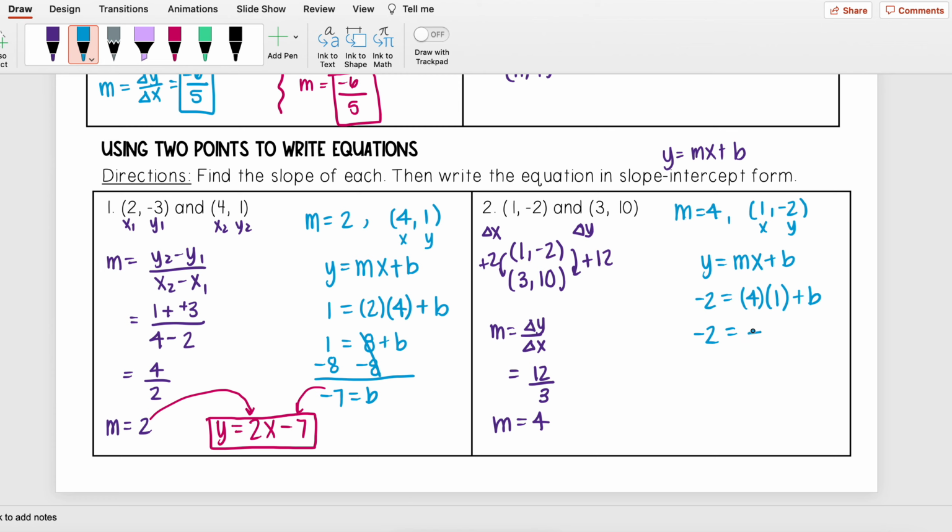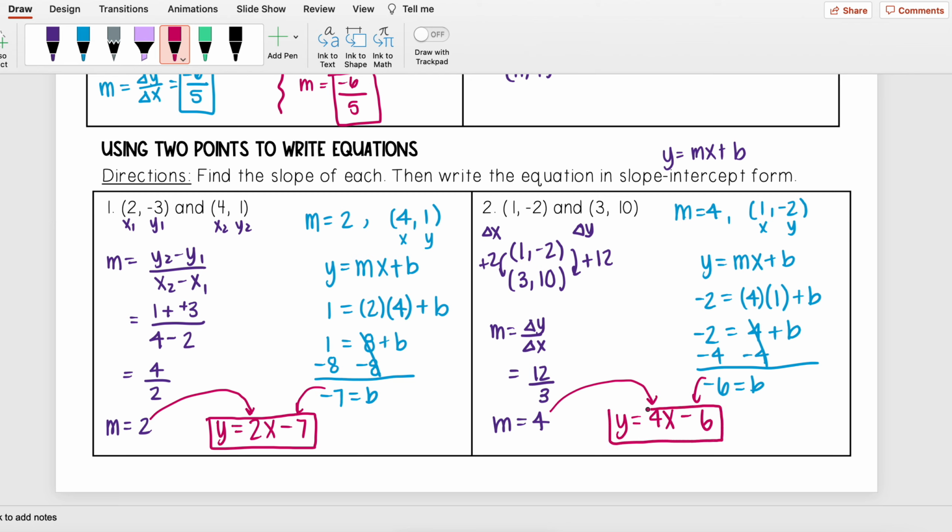4 times 1, I get 4. And then to get b by itself, I'm going to subtract 4 from both sides. And I get -6 is equal to b. So my answer here is y is equal to 4x minus 6. My b goes second, and my m goes in front of my x.